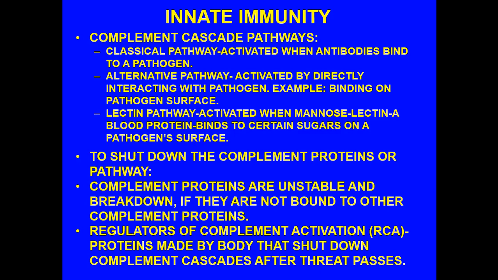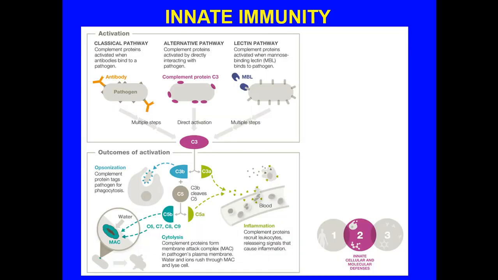There are several regulators of complement activation. They're called RCAs, which are proteins made by the body that basically shut down complement cascades after the threat passes. So you've got two means. One, if you still keep making complement proteins, but there's nobody there to destroy, you'll start seeing the cascade fall apart. Two, if you have the RCAs generated to kind of quell the activity, that'll shut down the pathway also.